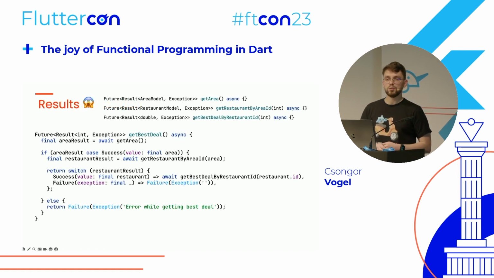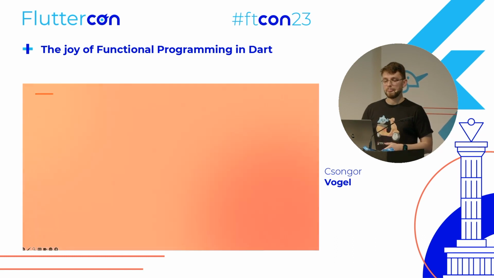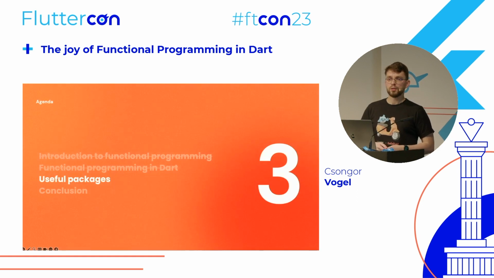But now the following issue happened: introducing results in every case, just calling 3 asynchronous functions sequentially, can end in a scenario that I couldn't call a readable solution. By the way, this problem was also rightly pointed out by Andrea Bizzotto in this article. So what else can we use further?